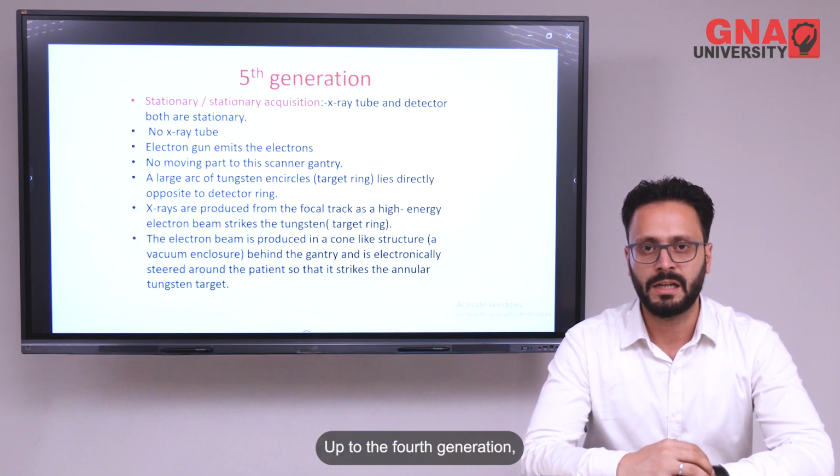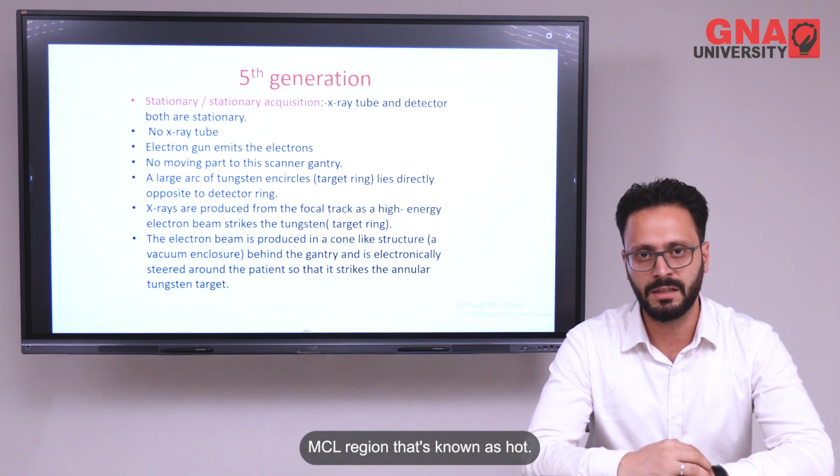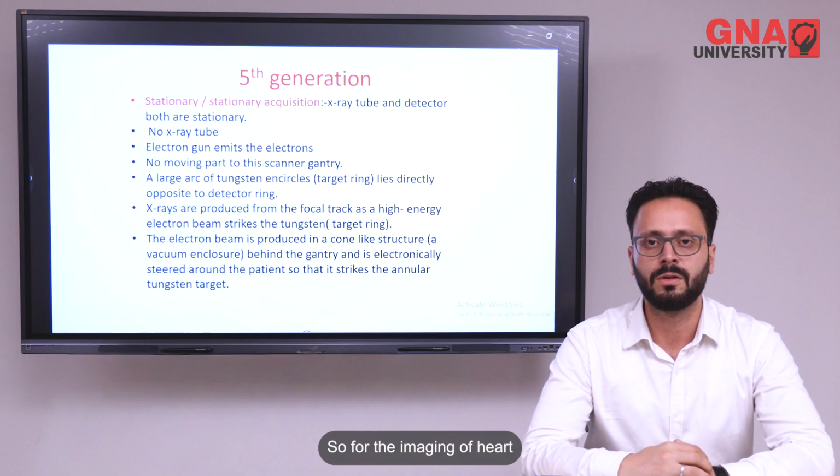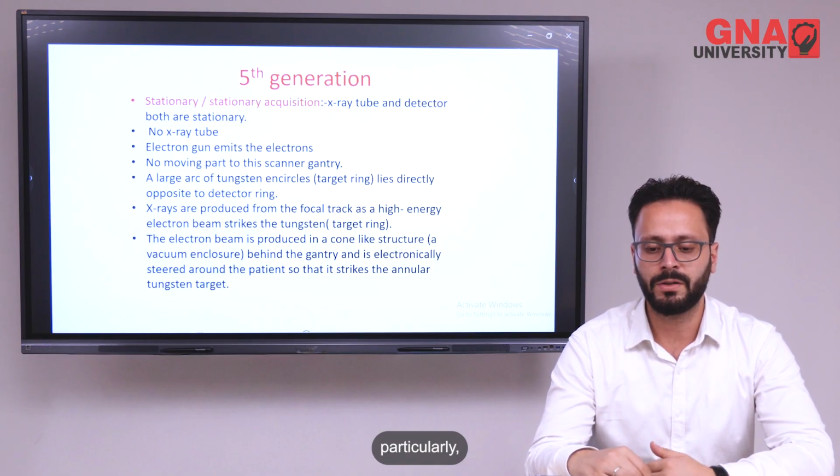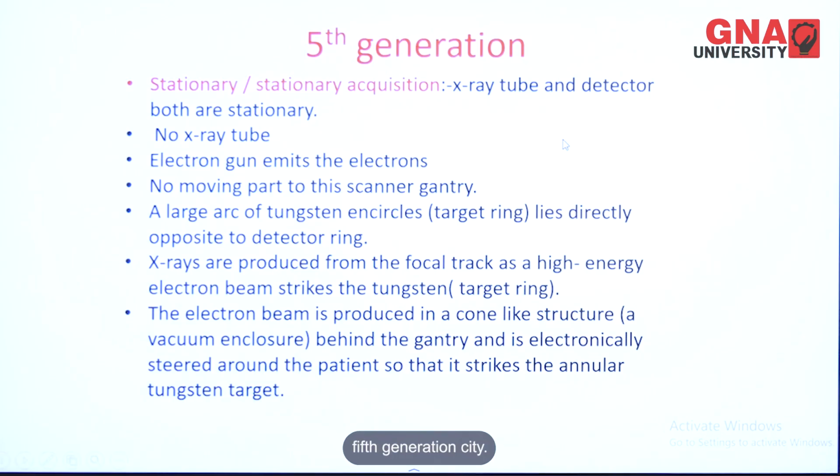Up to the fourth generation, we were able to image the whole body except one anatomical region, that's known as heart. So for the imaging of heart particularly, we introduced fifth generation CT. Fifth generation CT had geometry of stationary acquisition, means both the X-ray tube as well as the detectors were stationary in this particular generation of CT.